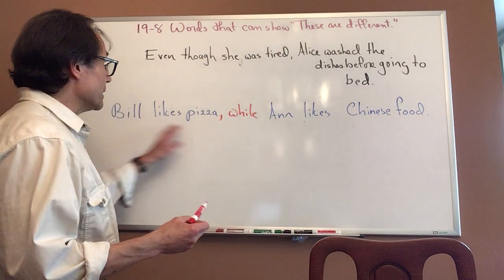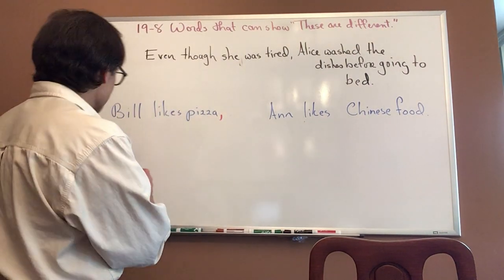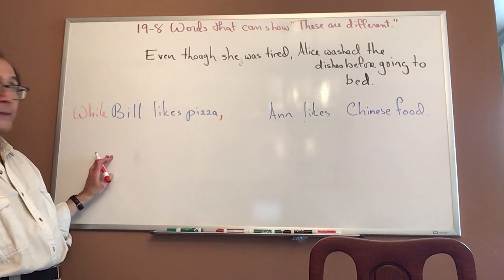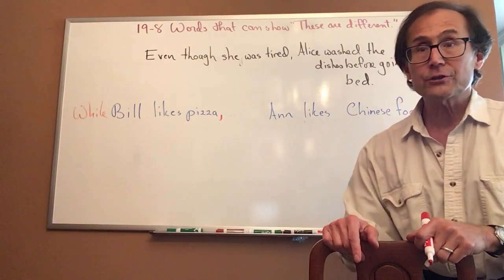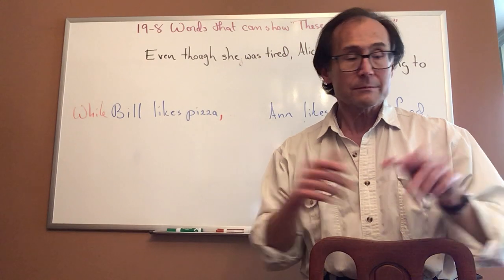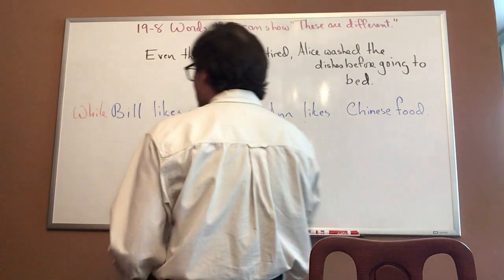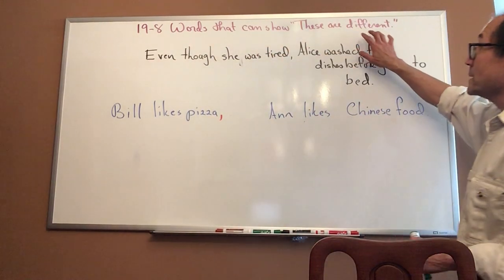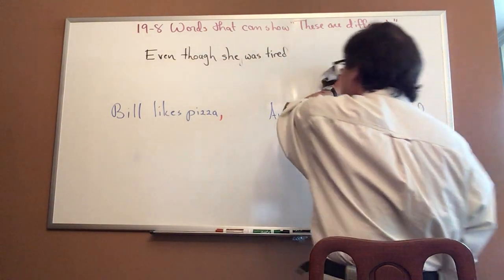So I could say, Bill likes pizza, comma, while Anne likes Chinese food, or I can move the while over here and say, let me step aside here. While Bill likes pizza, comma, Anne likes Chinese food. And they mean exactly the same thing. They just show that these two are different. Okay. Now, let's talk about the next word that I can use to show these two things are different. Actually, let me get rid of Alice here.